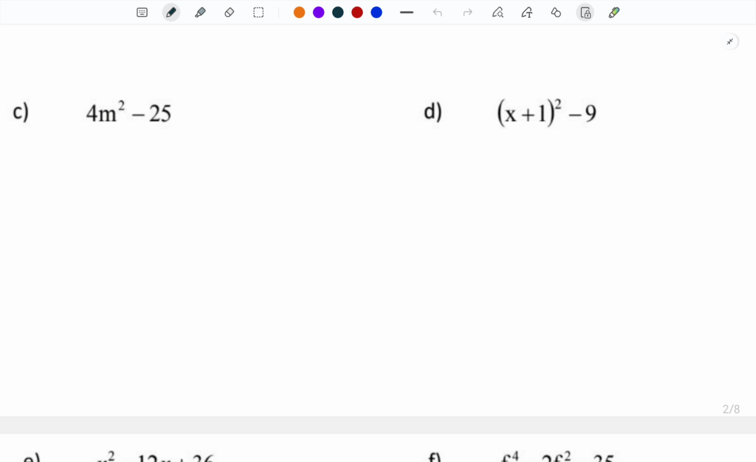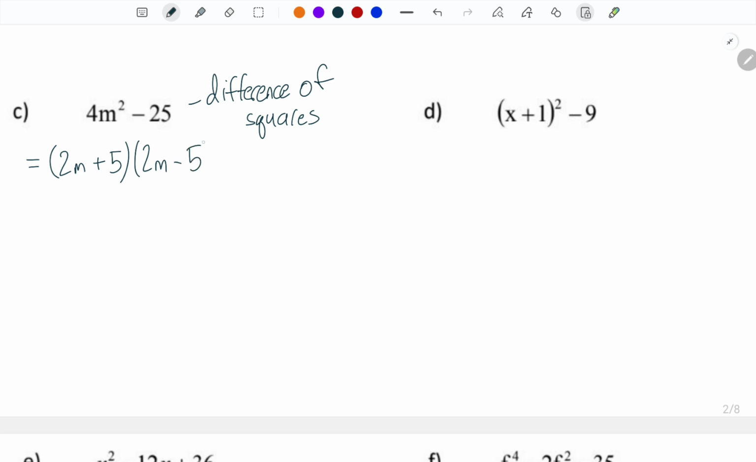Okay, so the first case, 4m squared minus 25. This is a difference of squares. So remember, a difference of squares is when you have some perfect square, subtract another perfect square. To factor it, all you have to do is take the square root. So the square root of 4m squared is just 2m. And the square root of 25 is 5. And we just do plus and minus the same thing. So 2m plus 5, 2m minus 5. And that's a difference of squares. So that's our first kind of case.